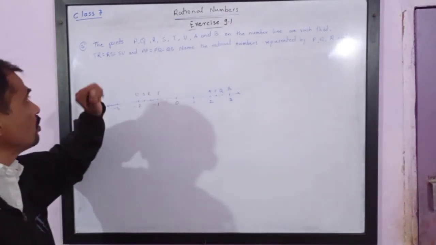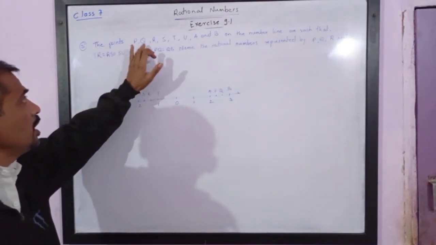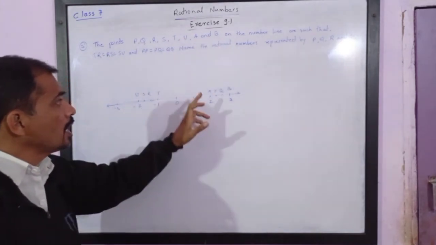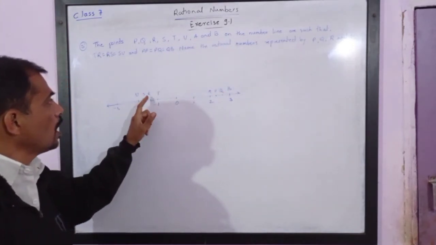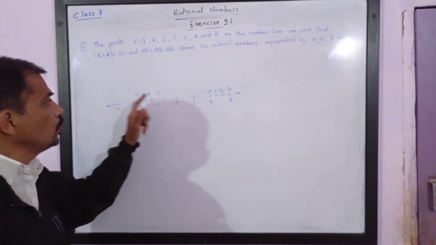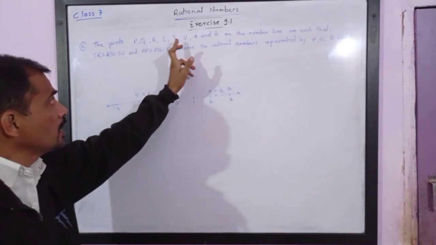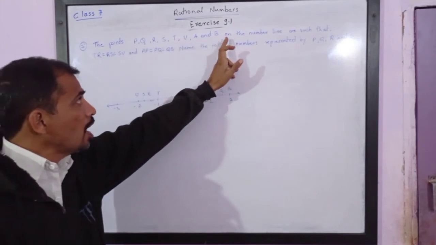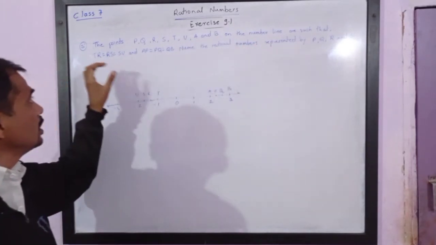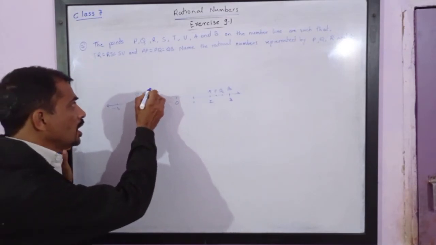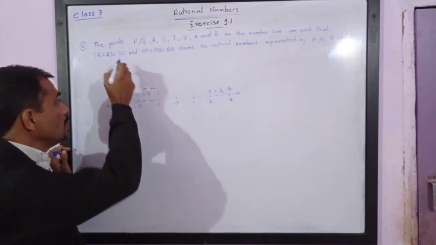Dear friends, we have the next, fifth question. The points P, Q, R, S, T, U, A and B on the number line are such that TR is equal to RS. We are given this distance. TR is equal to RS is equal to SU.